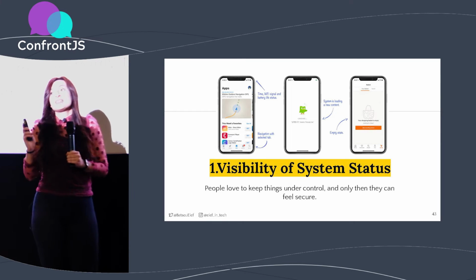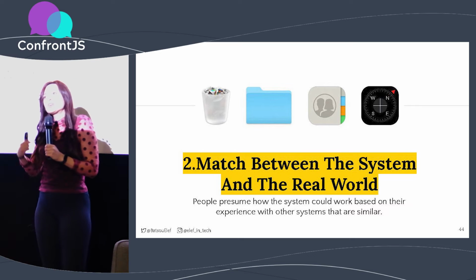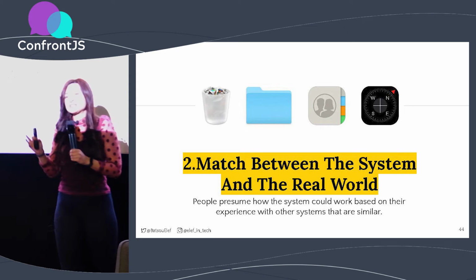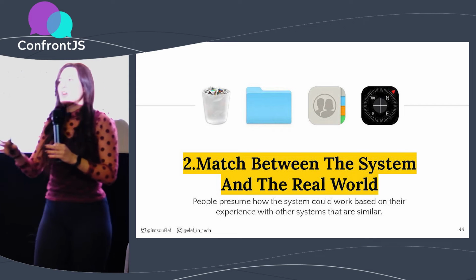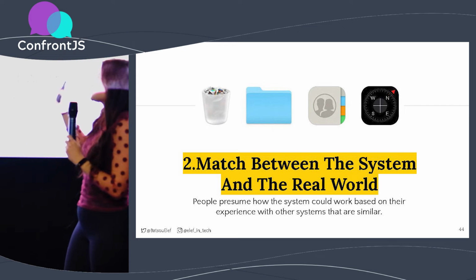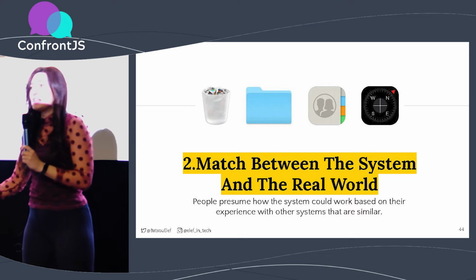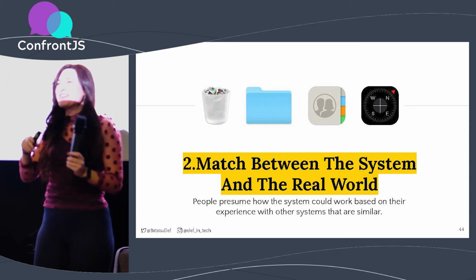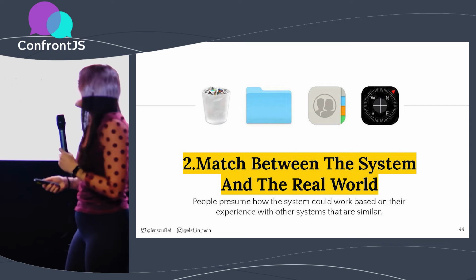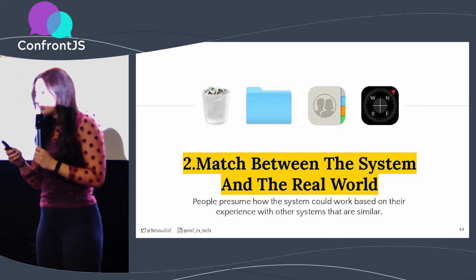That's the first rule. The second one is match between the system and the real world. Again, if your user is used to something, don't take that something away. When we first started with design, we were actually trying to make things look like real life. That's why in the example here you can see a compass, a folder, a bin, because we were used to seeing those things in real life. So we took those things and put them in our apps and products. Try to show your users things that they already know.